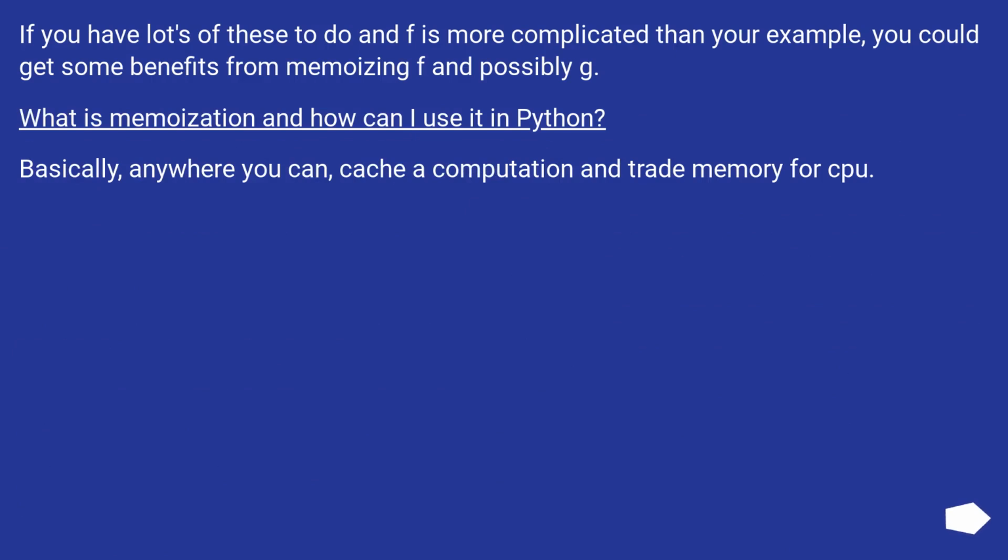If you have lots of these to do and f is more complicated than your example, you could get some benefits from memoizing f and possibly g. What is memoization, and how can I use it in Python? Basically, any way you can, cache a computation and trade memory for CPU.